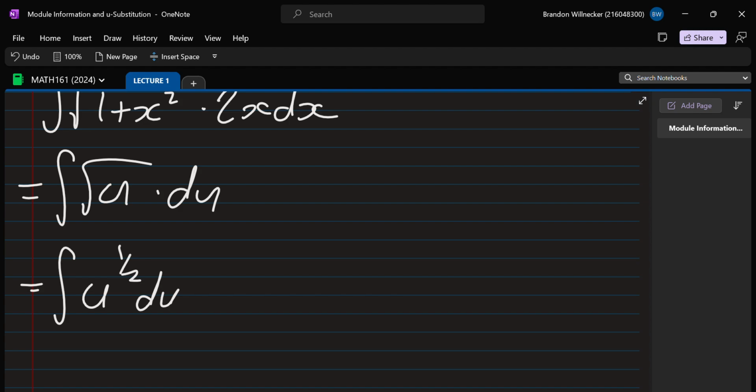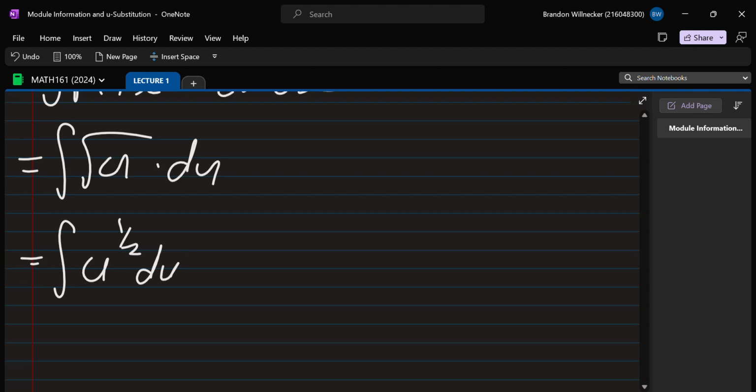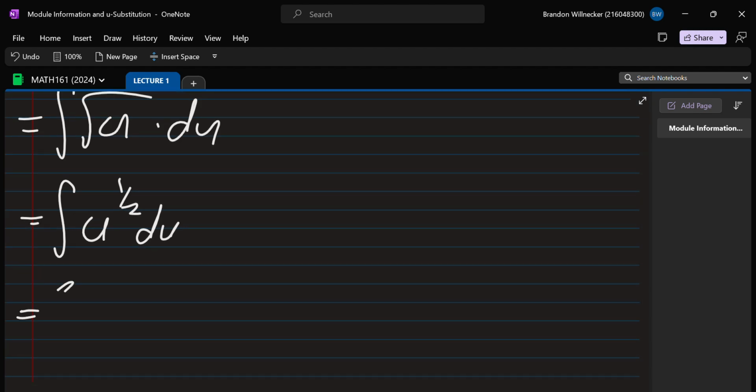So a half plus 1, that's a half plus 2 over 2, so it's 3 over 2. Divide by 3 over 2, that's multiplied by 2 over 3. So this becomes 2 over 3 u to the 3 over 2, and don't forget your plus c. Okay, so all we did here was the power rule that we covered last time. That was one of the rules.